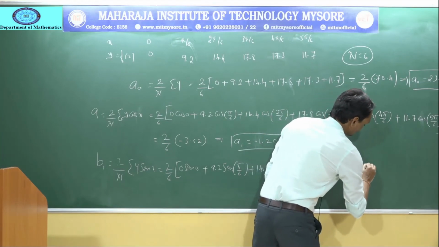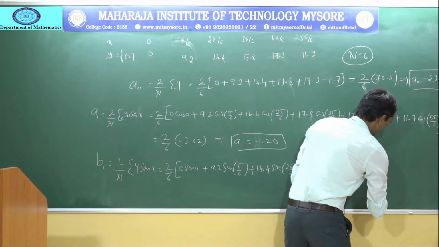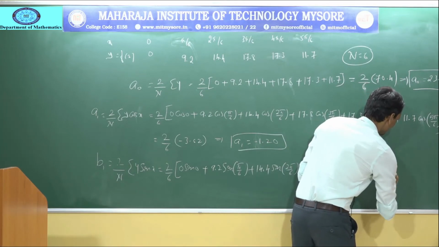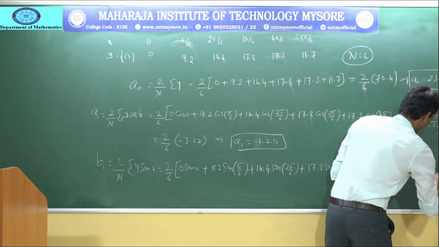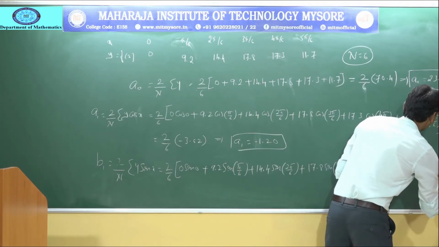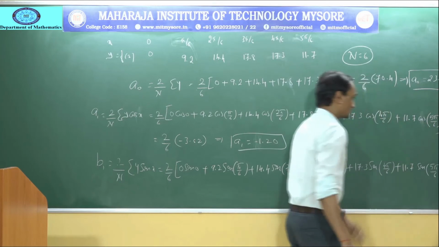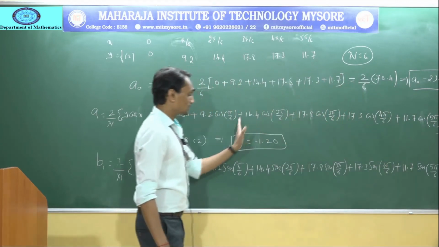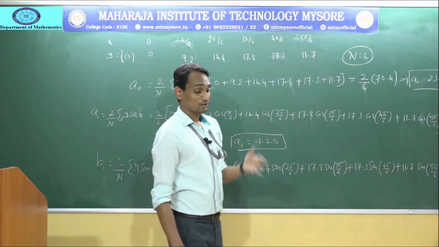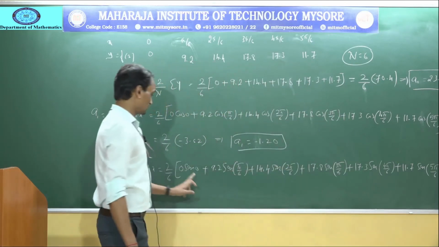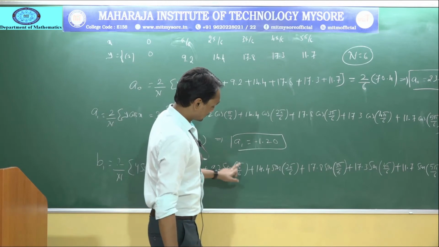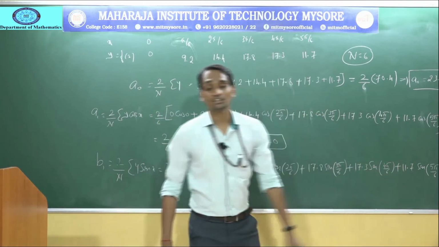plus 17.3 into sin 4 pi by 6 plus 11.7 into sin 5 pi by 6. The same thing you need to take, and the x and y values are the same. Only instead of cos we need to substitute sin, that is 0 into sin 0, 9.2 into sin pi by 6, and similarly the remaining values.